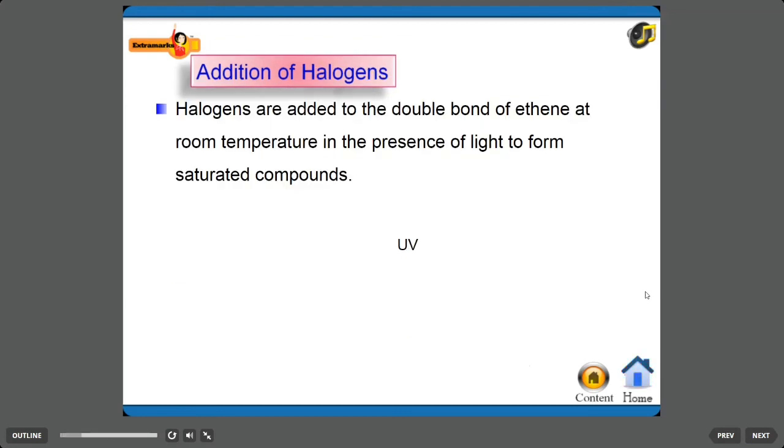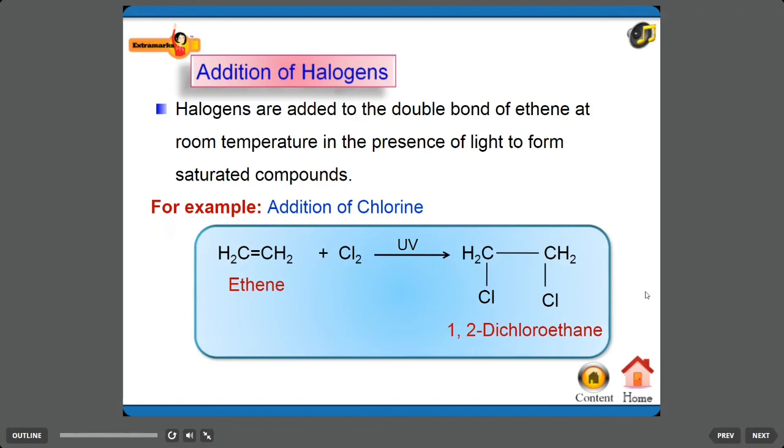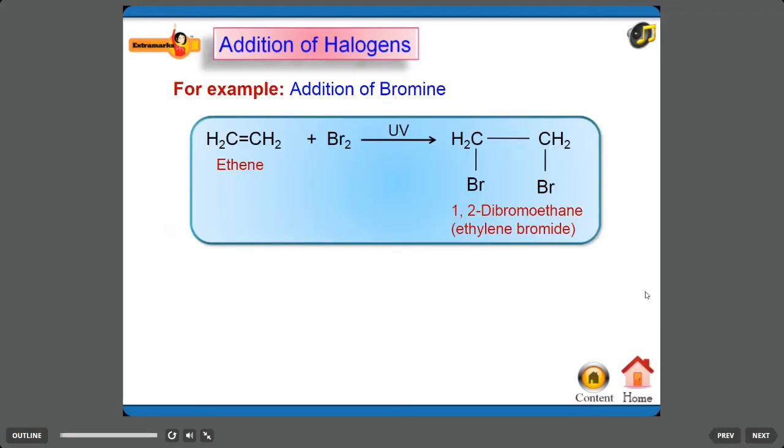Halogens are added to the double bond of ethene at room temperature in the presence of light to form saturated compounds. For example, chlorine reacts with ethene in the presence of light to form 1,2-dichloroethane or ethylene chloride. Similarly, bromine reacts with ethene in the presence of light to form 1,2-dibromoethane, which is commonly known as ethylene bromide.